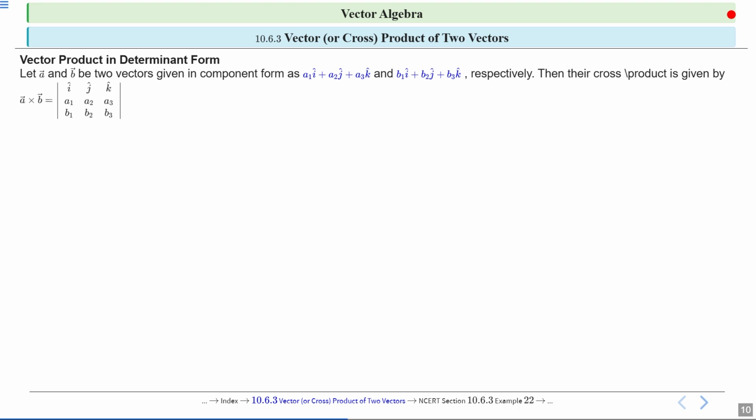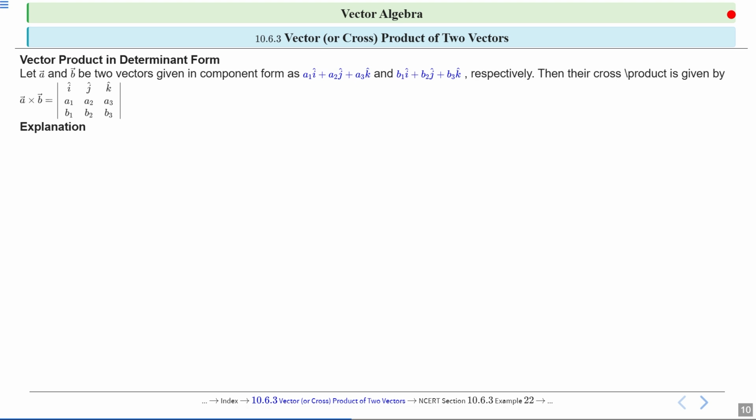The cross product of A vector and B vector can be written as the determinant of a 3 by 3 matrix. The first row contains the unit vectors i cap, j cap and k cap. The second row contains the components of vector A, which are a1, a2, a3, and the third row contains the components of vector B, which are b1, b2, b3. So A vector cross B vector is equal to the determinant of i cap, j cap, k cap, a1, a2, a3, b1, b2, b3. This determinant gives us a symmetric way to calculate the cross product.